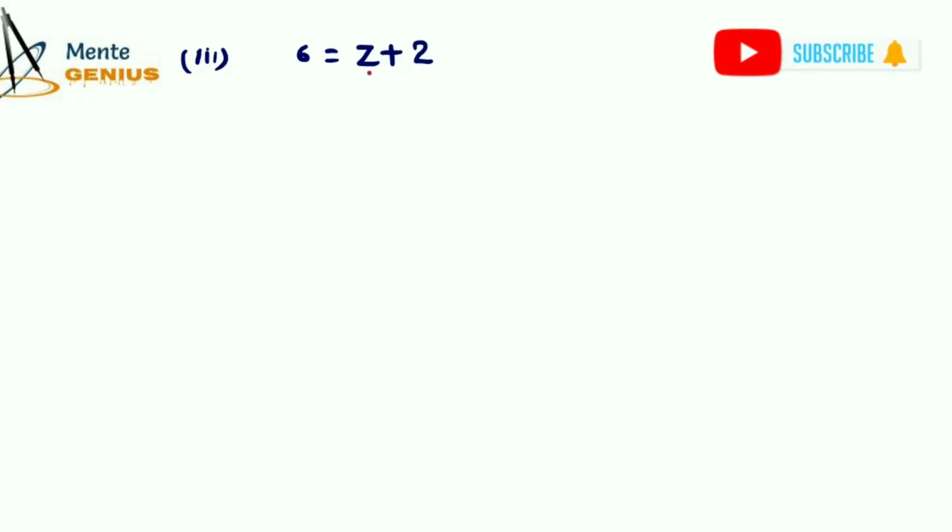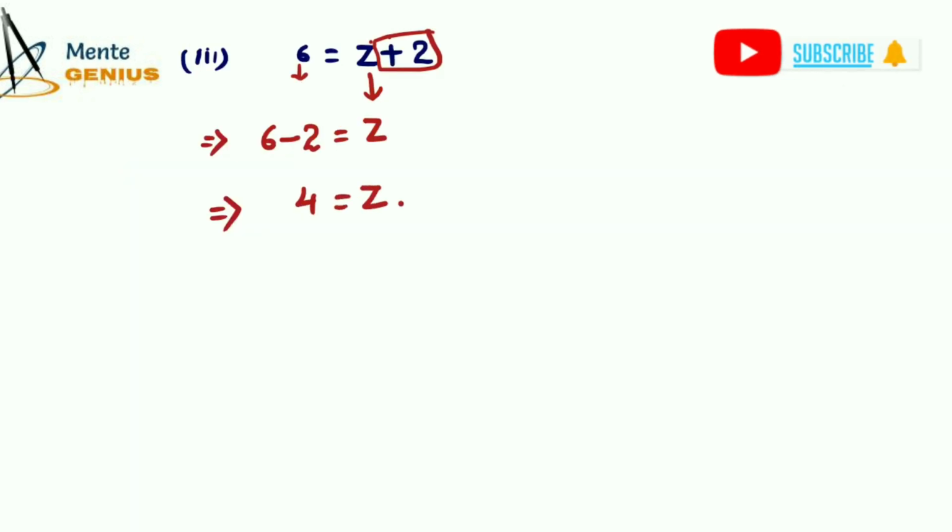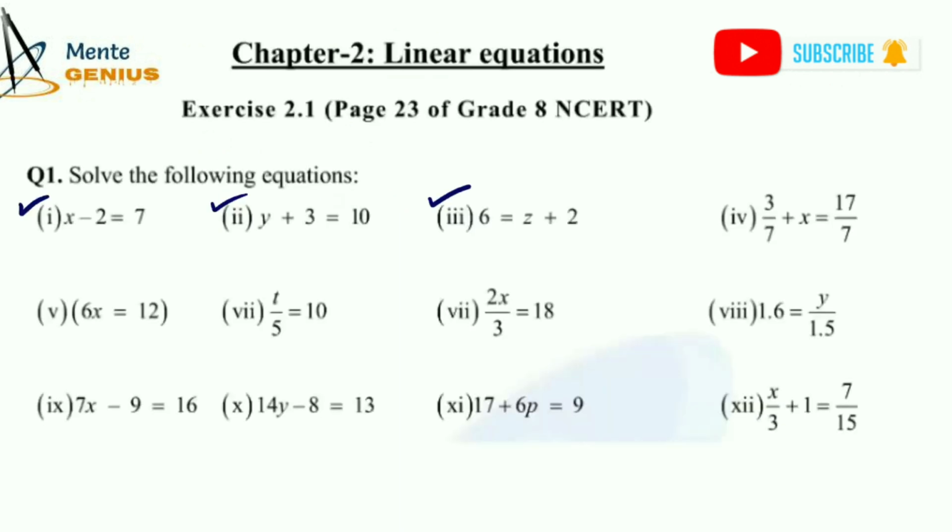So we are not going to move this term z. It's the variable here. Here 6 will be on its side. We have to move the term which is along with the variable. Now the positive 2 will become negative 2 according to the rules. So 4 will be the value of the variable z here. Now the third question is also done.